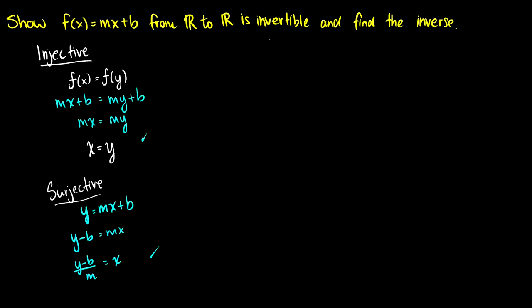Okay, and what is the inverse? Well, we solve for the inverse. So y minus b over m is equal to x. Okay, so that is the inverse, and we've shown that it is invertible.